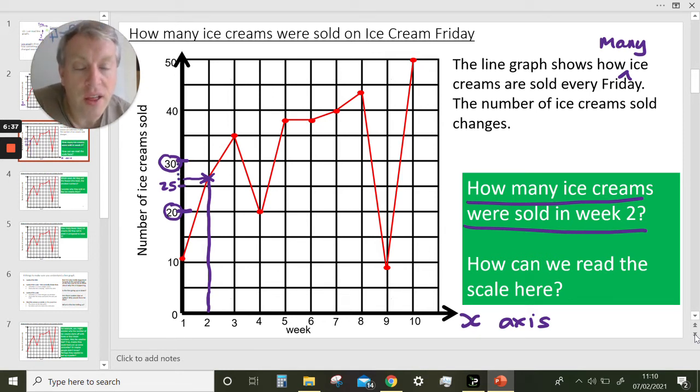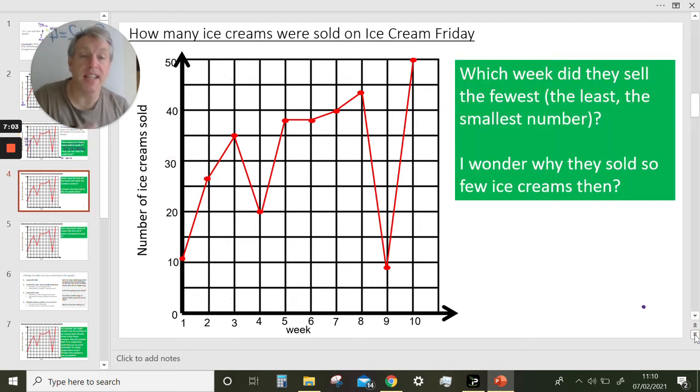I think if we read the scale, remembering to look halfway between 20 and 30, 25. So it's a little above 25, so a number like 26. How many ice creams were sold in week 2? 26 ice creams would be a reasonable answer, reading the scale carefully.